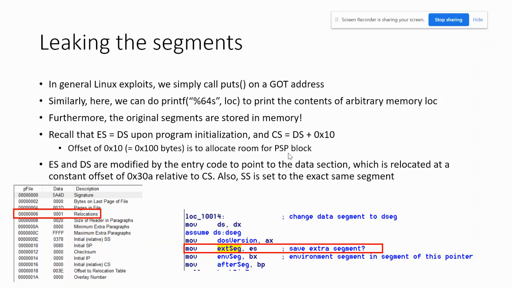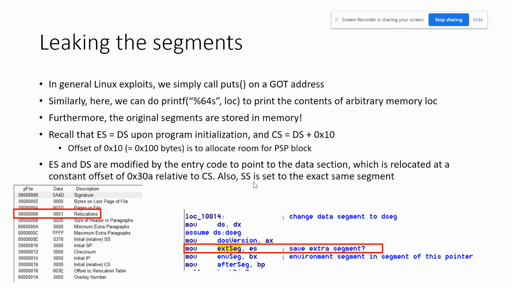So this is very similar to a puts exploit for a general ROP or ret2libc that you can see in my other exploit videos. So what the program actually does is modify ES and DS to something different, but interestingly, it sets it equal to the stack segment. So in other words, data is the same segment as the stack, but it does relocate relative to CS.